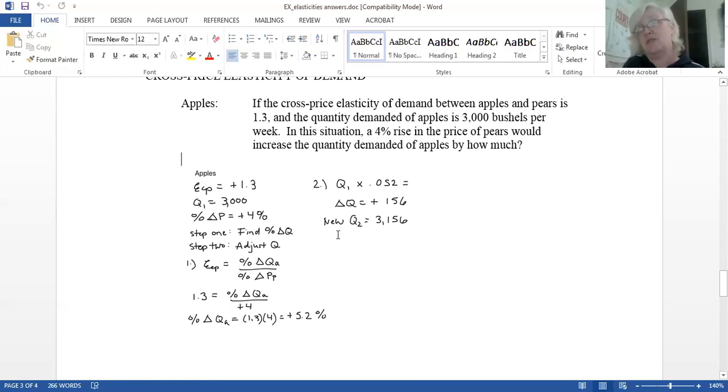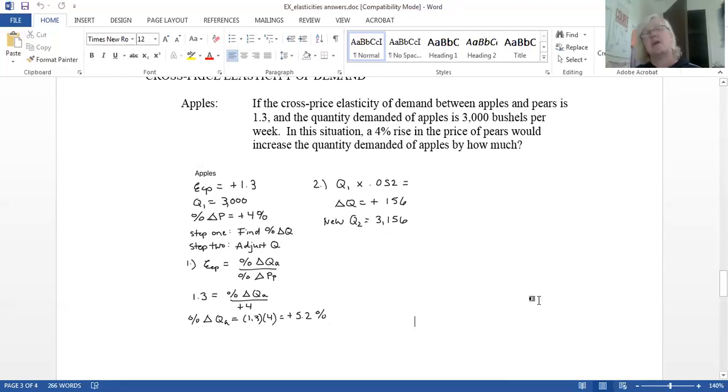But also, if you said the new Q2, 3,156, that also tells me that it increased from 3,000 to 3,156. So that's pretty self-evident. That's an increase of 156. So there you go. Again, a two-step problem in this case. We had to find the percentage change in quantity, and then we had to take our original Q and adjust it either up or down.